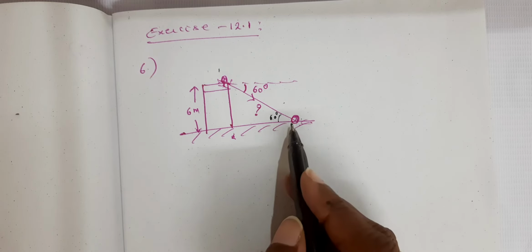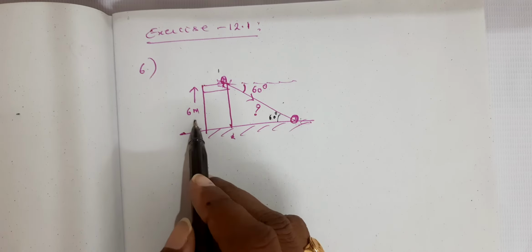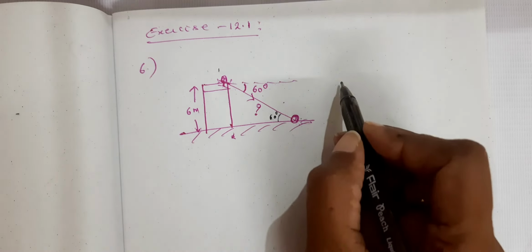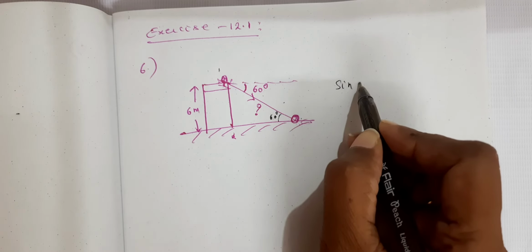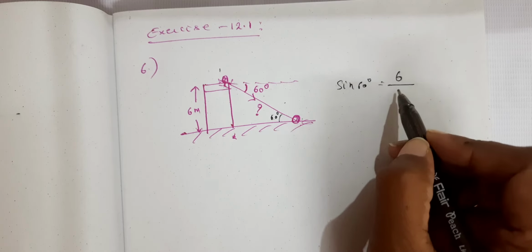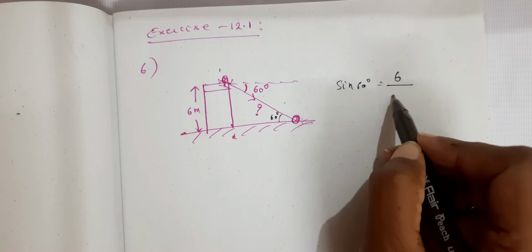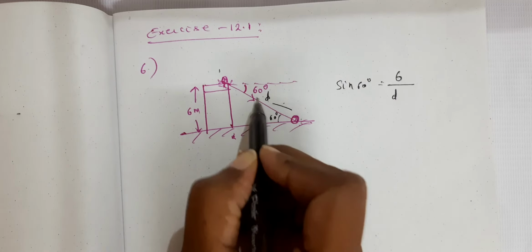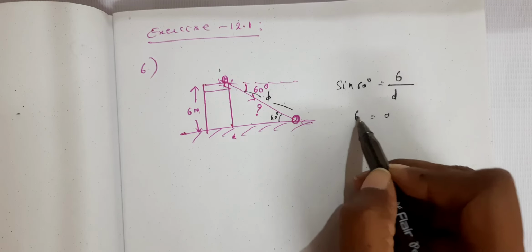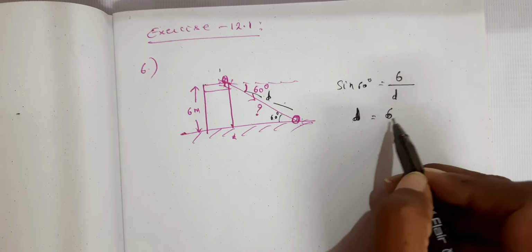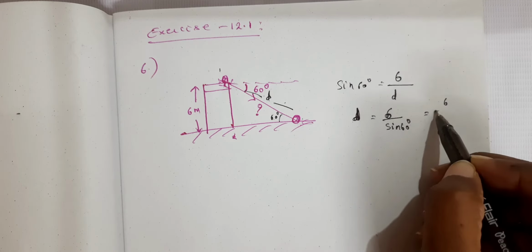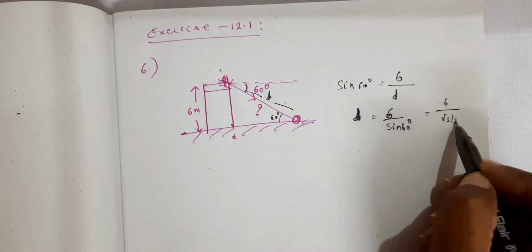So now which one will we use? See, angle is there, opposite side is there, hypotenuse. Fantastic, this is sine. So sine 60 is equal to opposite side by the distance. Let us suppose the distance to be d. So sine 60 is 6 by d, or d is equal to 6 by sine 60 degrees. Now what is sine 60? Yes, root 3 by 2.